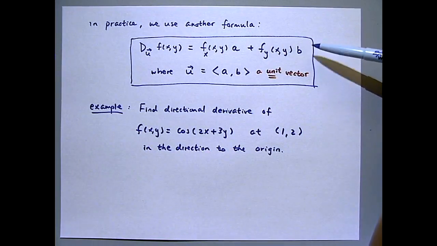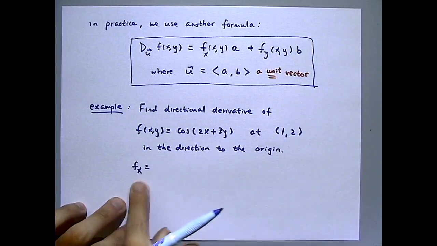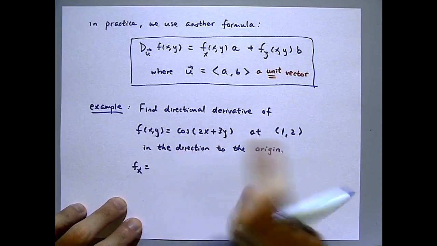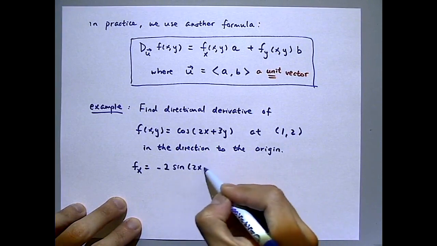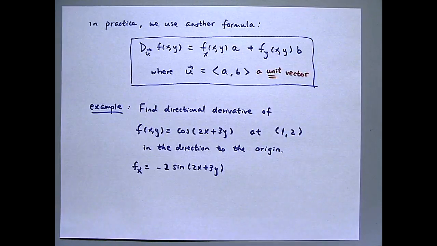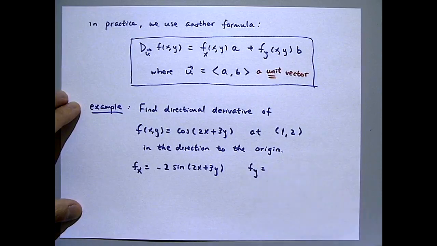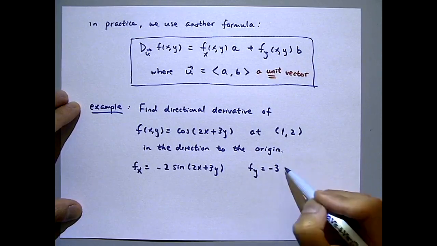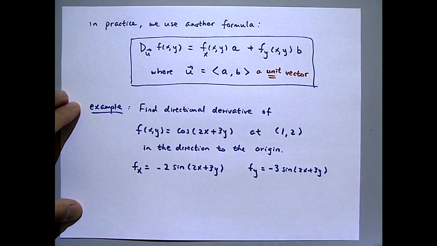Let's find the partials first. And that's pretty easy. fx is minus 2 sine of 2x plus 3y. You agree with that? Yes? Okay. fy is negative 3 sine of 2x plus 3y. Okay?